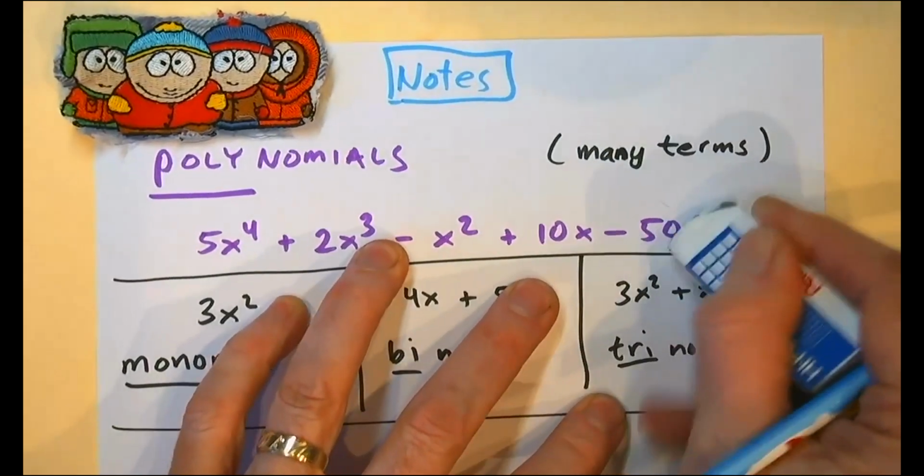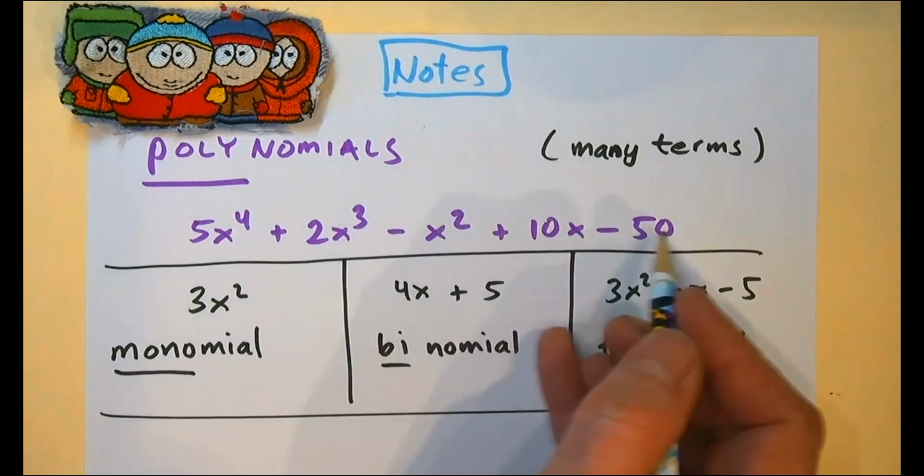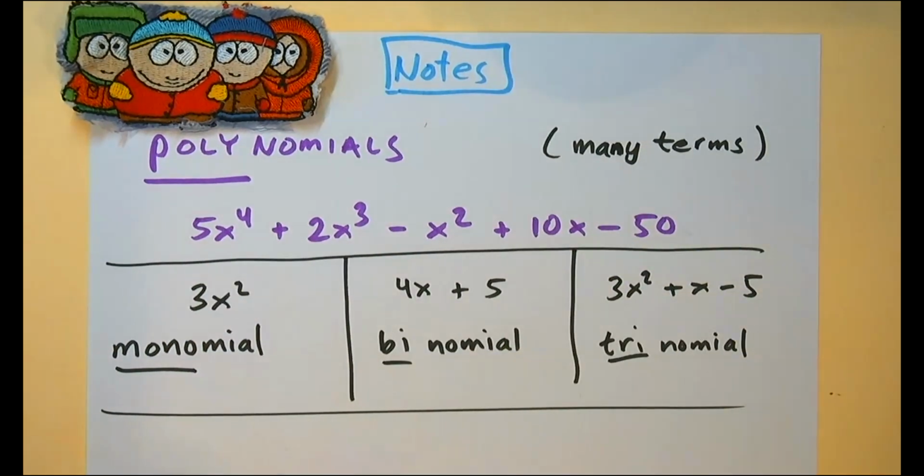So polynomial, there's no bottoms. These are not fractions. They're never negative. Just nice positive numbers go down. It's called a polynomial. If you had a really, really short polynomial, like you just had one piece, you call it a monomial. Mono means one, like a monocle or a monocycle.